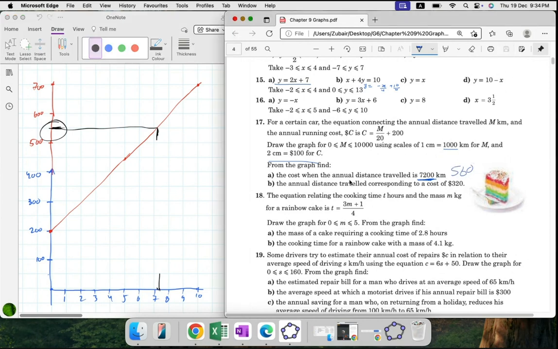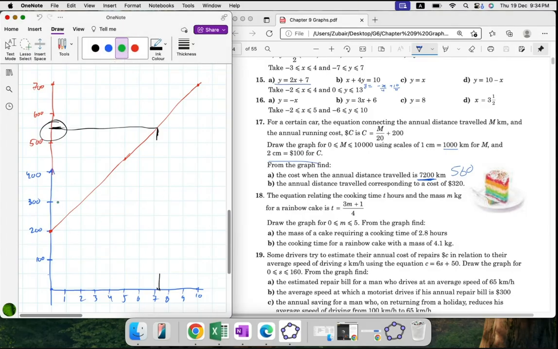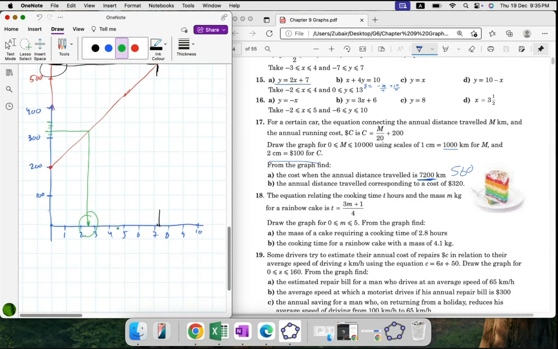And then it says the annual distance traveled corresponding to a cost of 320. So this is 3, this is 400, this is 350. So 1, 2, 3, 4. So 1, 2, 320. Against 320, we would just go and read whatever the value is. By calculation, I'm getting 2400, and from the graph, we should exactly get 2400.